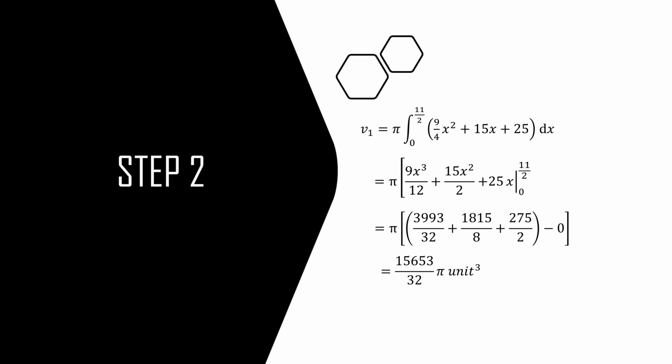Now we'll be replacing our upper limit and lower limit into the equation and we'll obtain pi times (3993 over 32 plus 1815 over 8 plus 275 over 2 minus 0). Now the value for V1 is 15,653 over 32 pi unit cube.